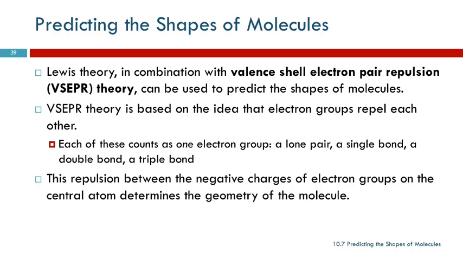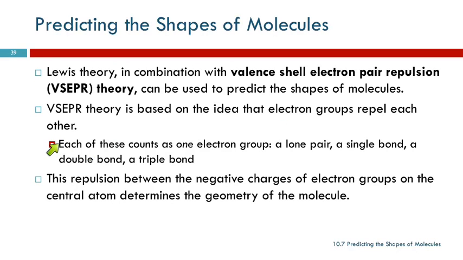So we're looking at the valence electrons, the electrons in the valence shell, and we're looking at how pairs of those electrons repel each other, and that is the big idea behind this theory, that determines the shape of the molecule. So electron groups repel each other.